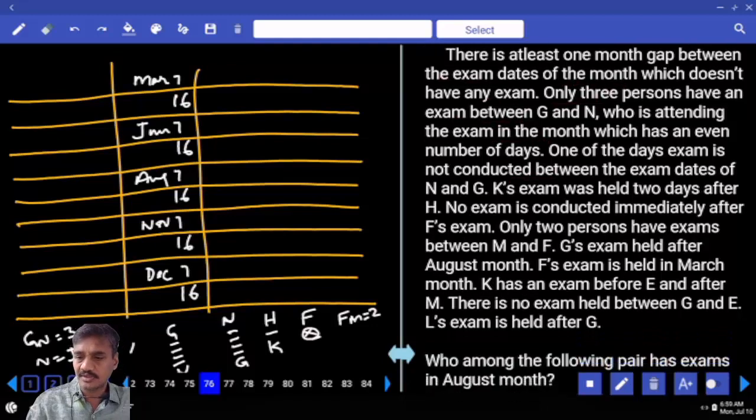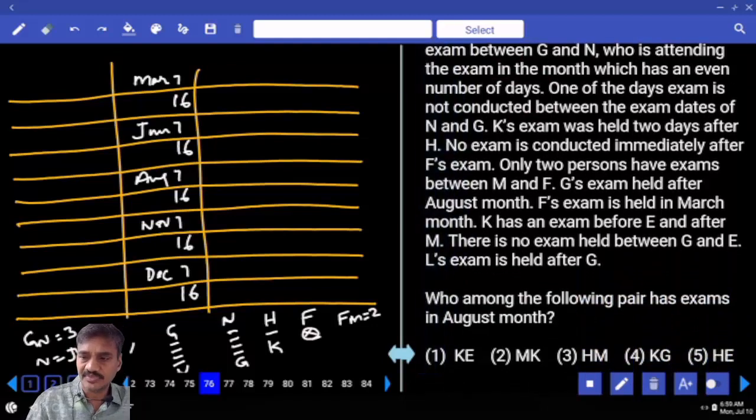Then the next one: G's exam is held after August. Now G's exam is held after August, hence this possibility is not false. After August, hence N must be in the month of June. N can be on June 7th, or what is the other possibility we have? June 16th. Then if N is here, there are 4 dates in between, 1, 2, 3, 4, and G is here. Now in this case, G must be here, and G can be either in the month of December or in the month of November, isn't it?